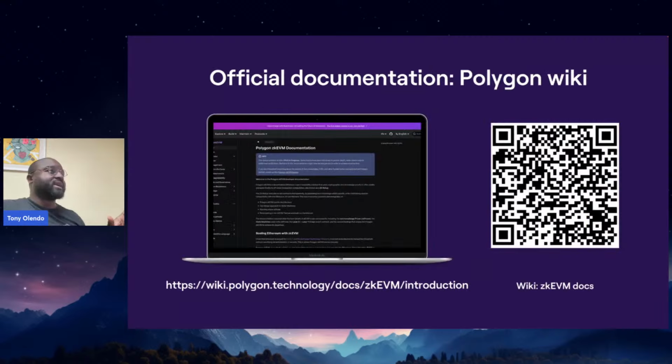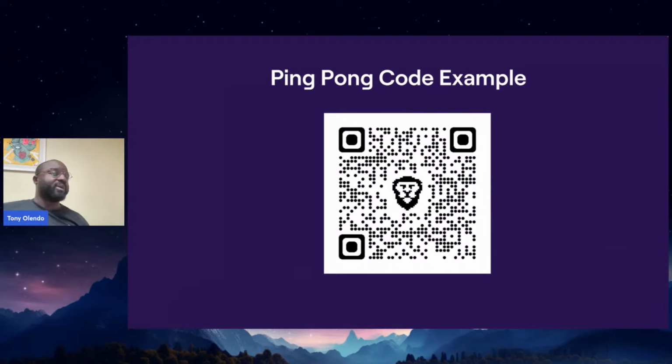So I'm hoping that you guys have scanned this. And if you want more information, you can look at the Polygon wiki there. So again, back to the ping pong code example, just giving you time to scan that QR code. I'll give it a couple more seconds, after which I will transition to a quick code walkthrough that will take you through the process.